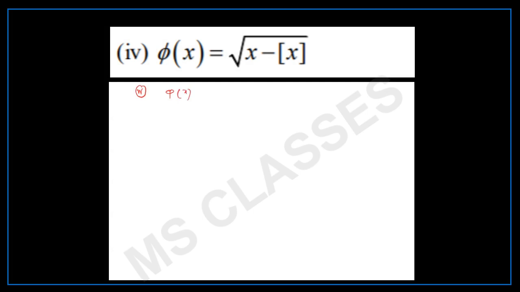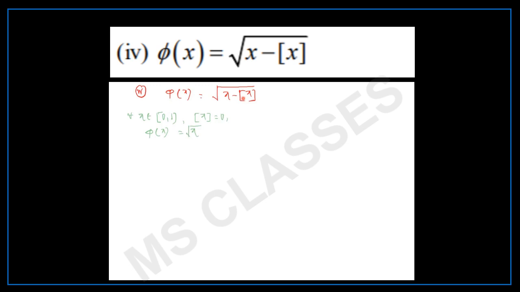phi(x) equal to root over of x minus box x. Now, we have to analyze x minus box x first. Let's take a few values first. For example, for all x belongs to closed 0, open 1, box x is 0. So this whole thing, phi(x), will become root over of x. Why? Because this part is 0, so x minus 0 will be x.